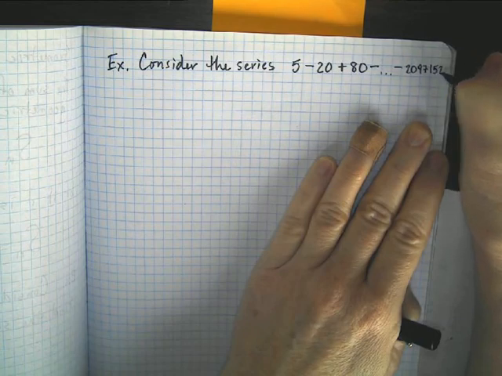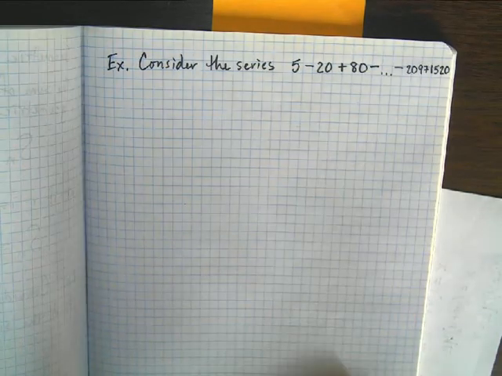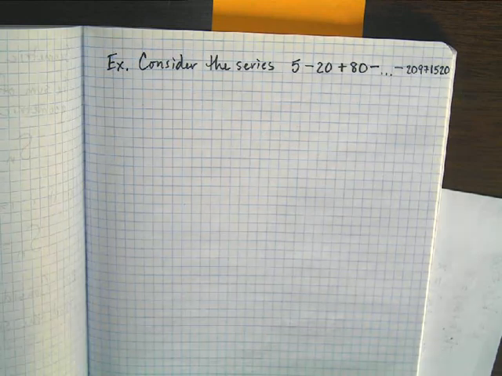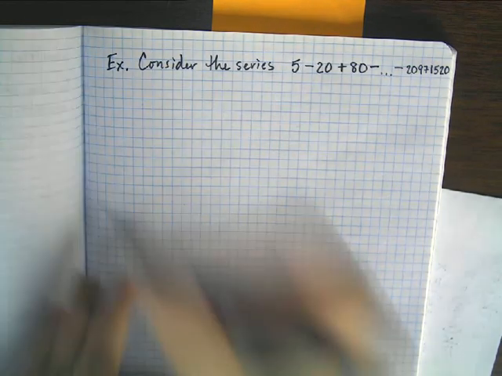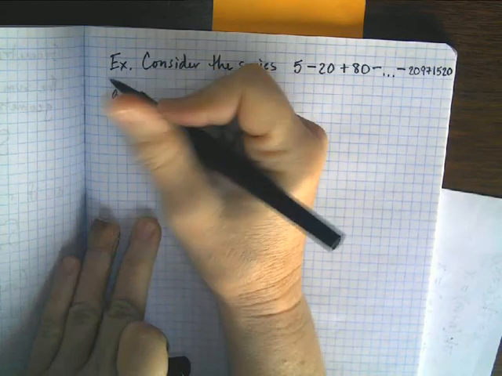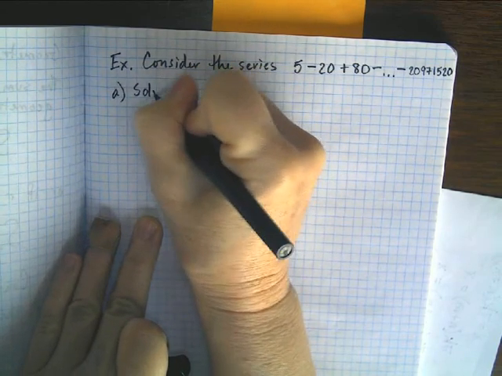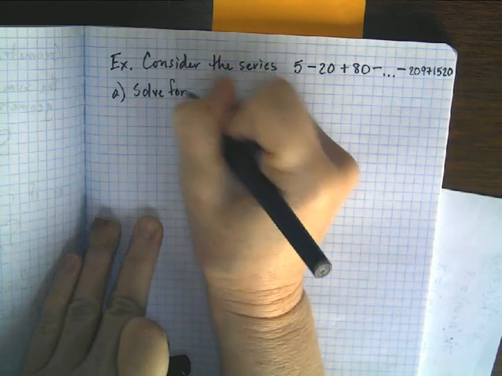20,971,520. I didn't leave myself enough room. Okay, there is my series. And then there's going to be two parts to this. Part A, solve for n. Okay, how many terms are there?